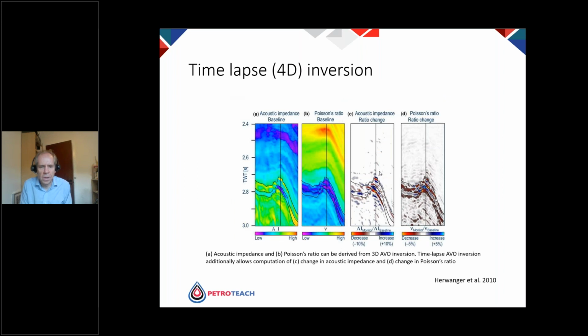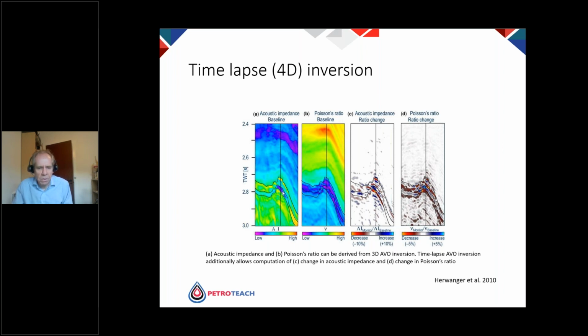This is again North Sea data. I'm sorry, because it's quite close by, I tend to see mostly North Sea data. What we have here is a 4D survey, so time lapse. I can't remember exactly how much time there is between the two surveys. It's quite a while. But here's my original acoustic impedance and my original Poisson's ratio. This is a chalk field, in the Danish sector of the North Sea, not the Norwegian one you're used to seeing.